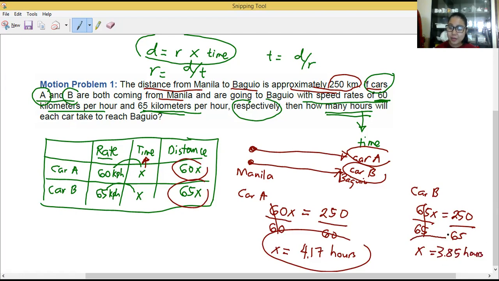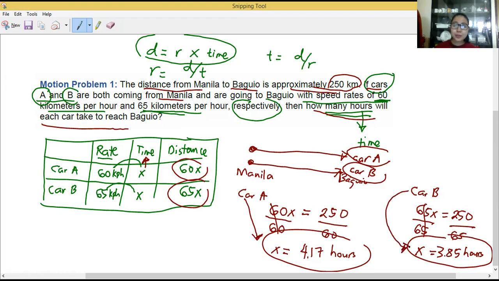This is now the answer to our problem. Again, the question: how many hours will each car take to reach Baguio? For car A, it will take 4.17 hours, while for car B, it will take 3.85 hours. Now let's go to the next problem. Let me first snip that.